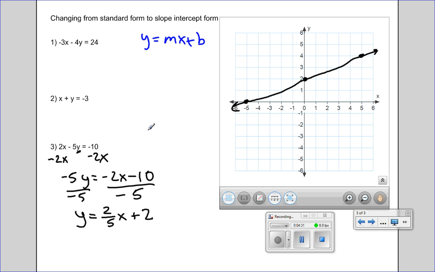And that is how we convert our equations from standard form, where the x and y are on the same side, to slope-intercept form to graph it. So I hope that through these 3 videos you've learned how to graph in slope-intercept form, using intercepts, and changing from standard form to slope-intercept form.